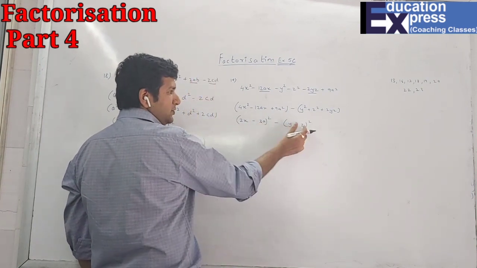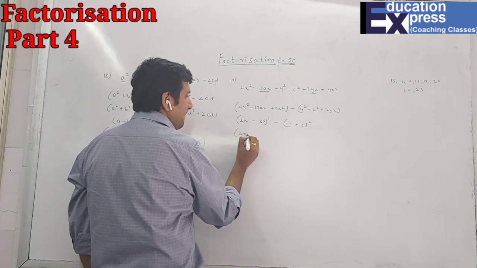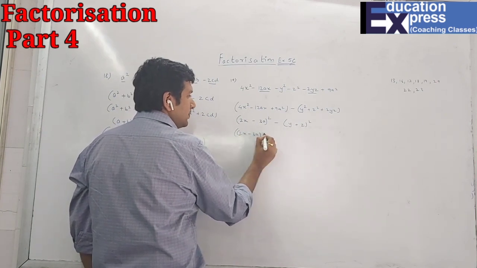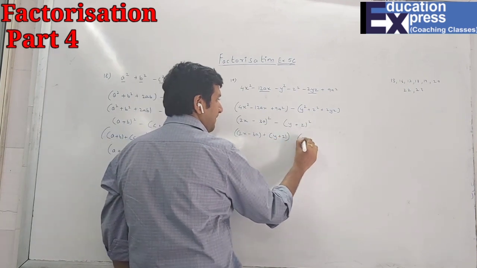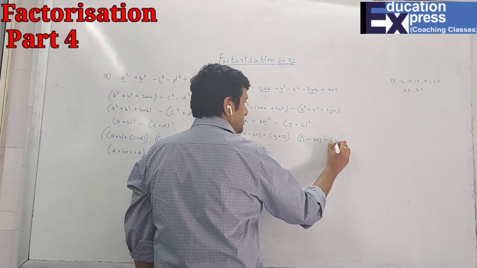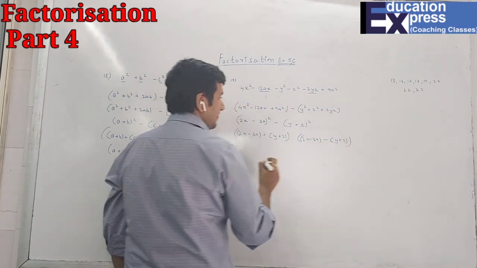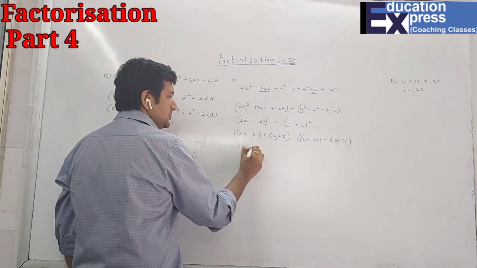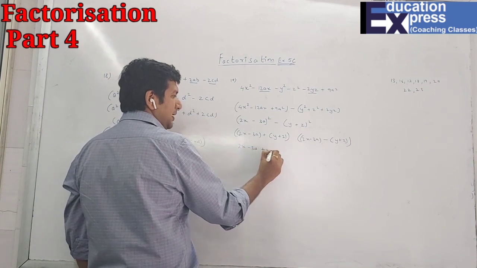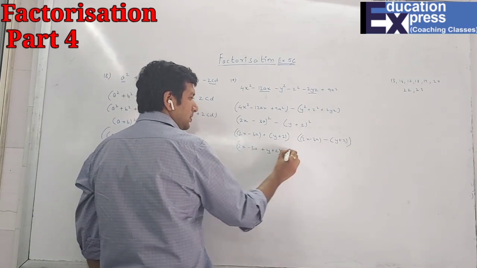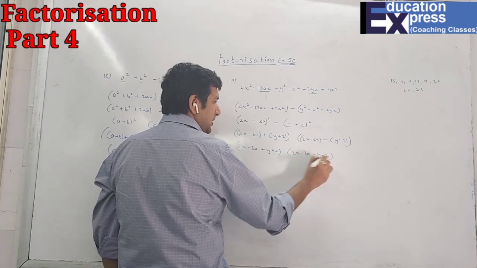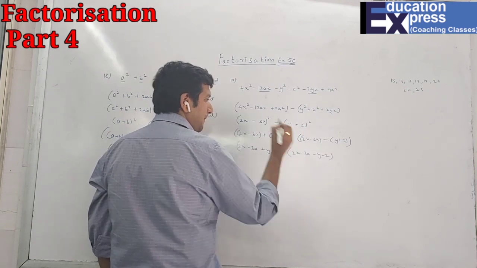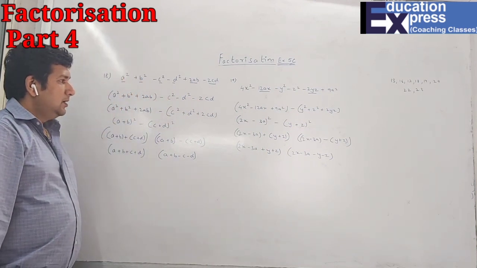So a square minus b square, that is a plus b, a minus b. 2x minus 3a plus y plus z, 2x minus 3a minus y minus z. Answer.